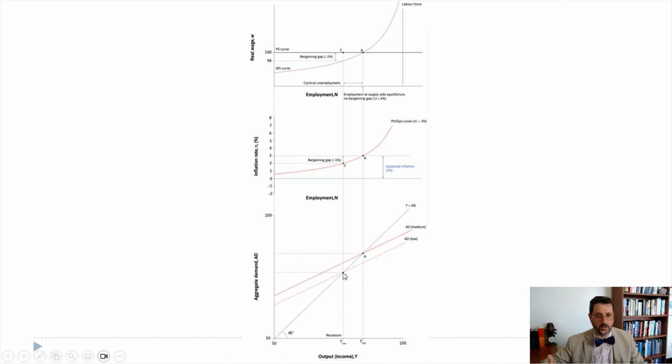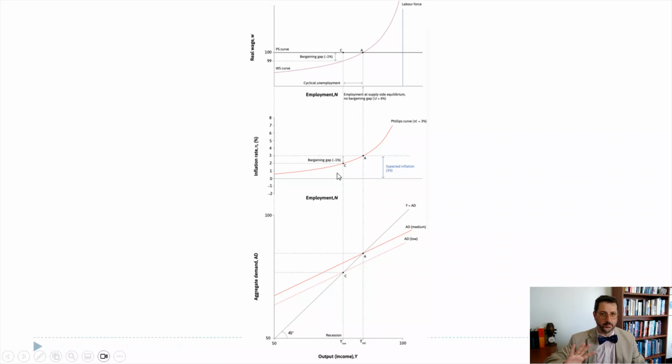That means a lower output. That means lower employment and higher unemployment, right? So that now our price setting curve is above our wage setting curve. That means we have a negative bargaining gap, and we move down our Phillips curve to point C, where inflation now is less than expected inflation, where it's 2% now, 3 minus 1 being 2%.